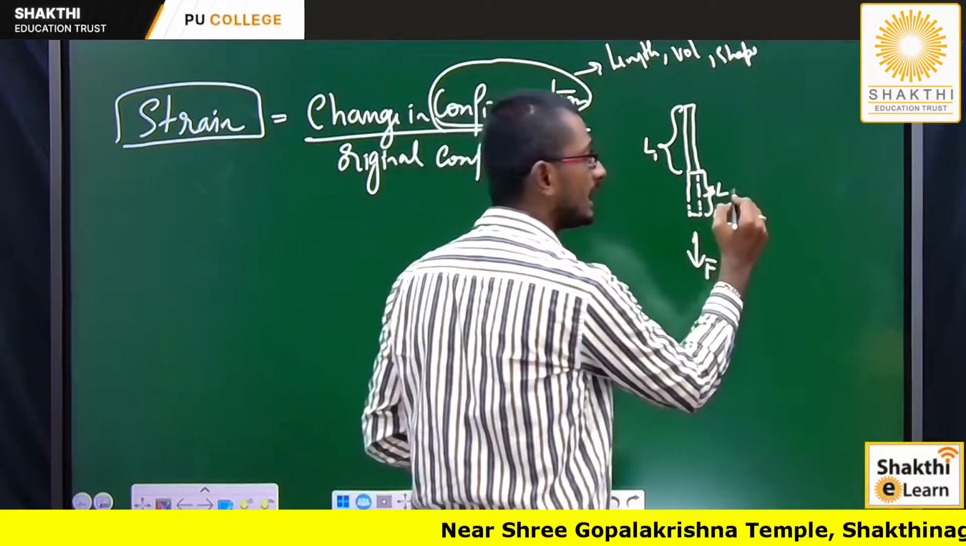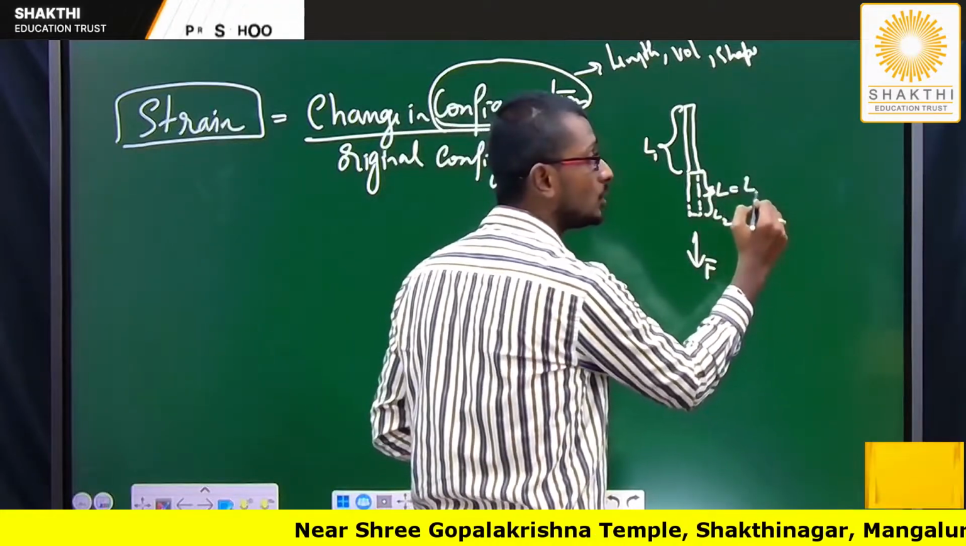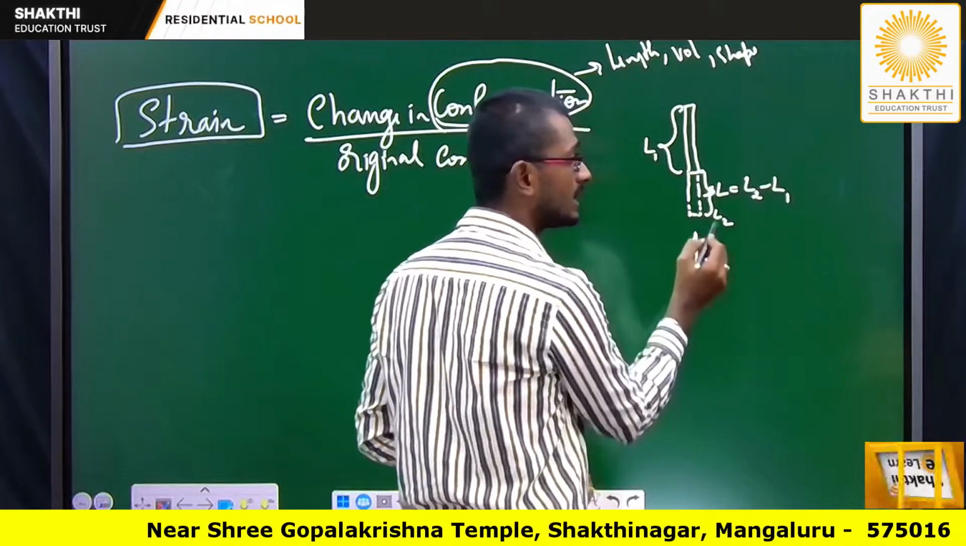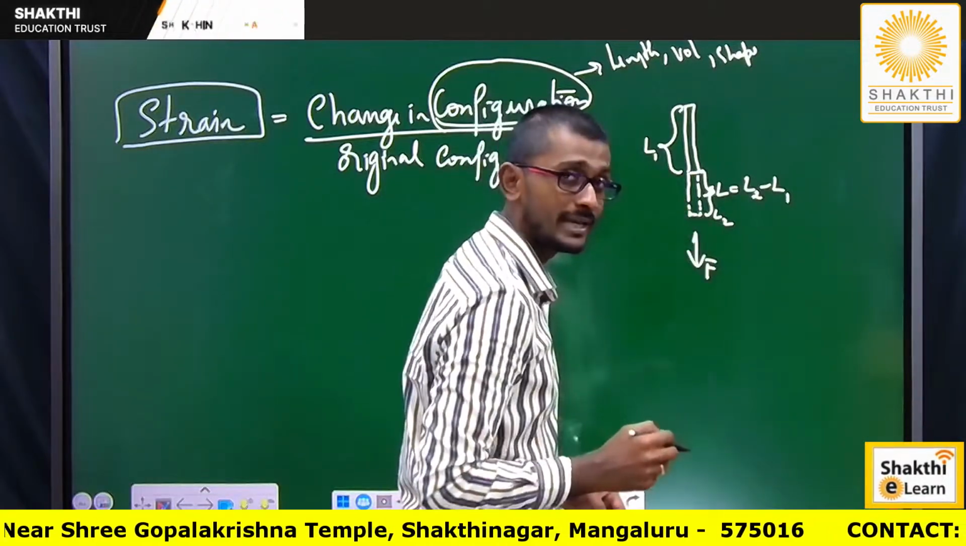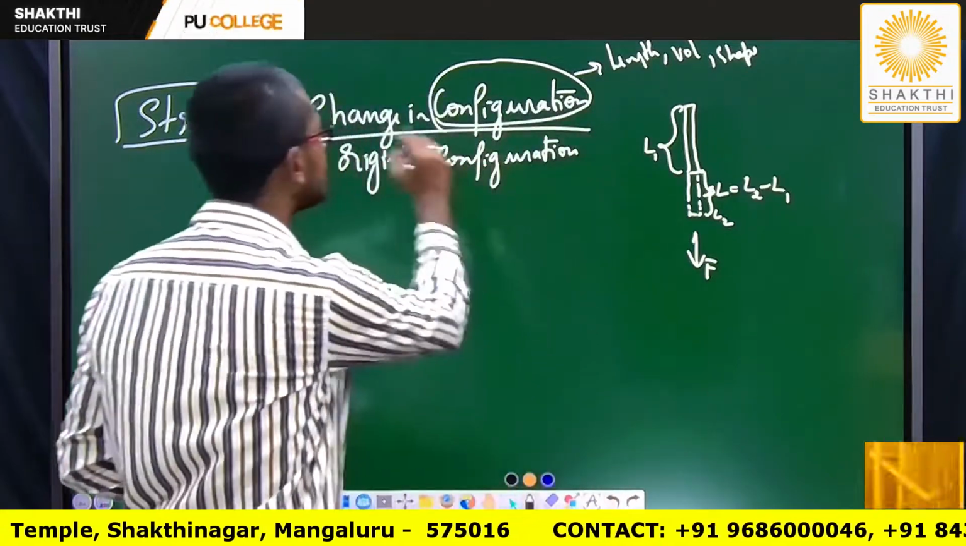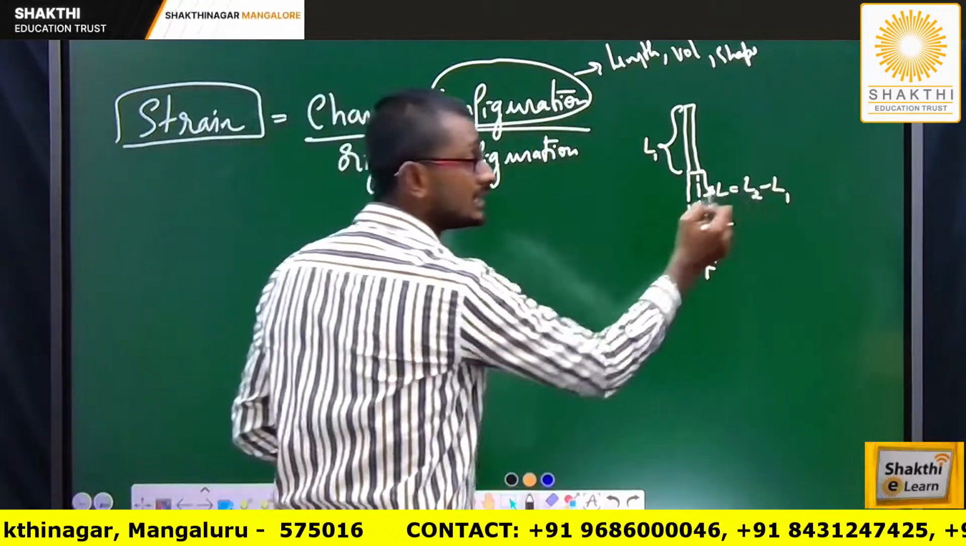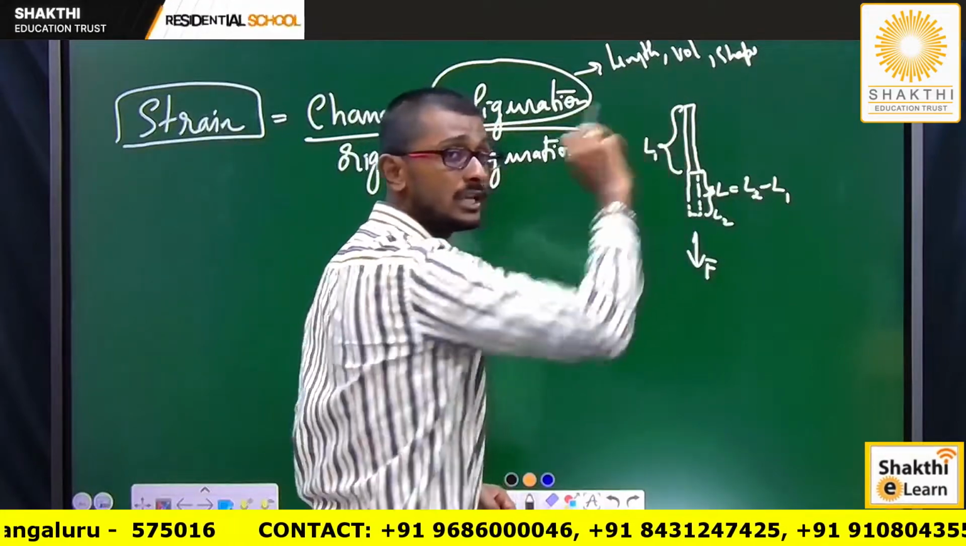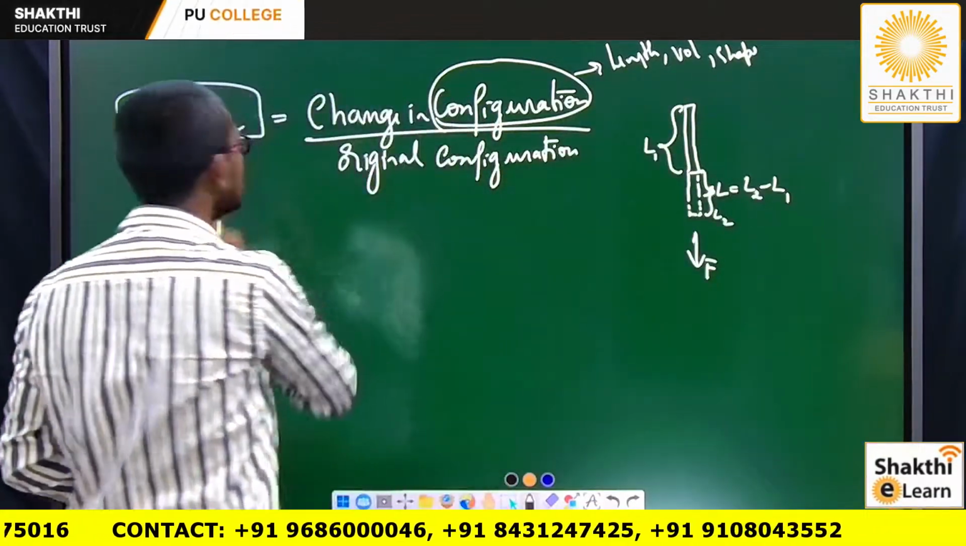So now delta L is nothing but L2 minus L1. If you subtract L1 from L2, what we get is delta L. Clear? That means the change in configuration. What is changed here? The change in length relative to the original configuration is called a strain.